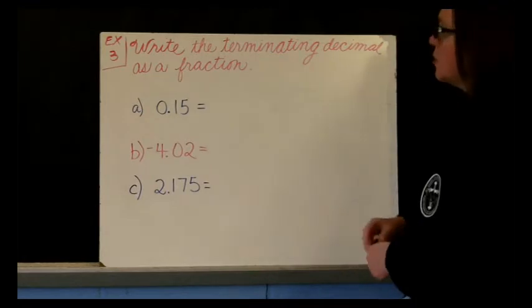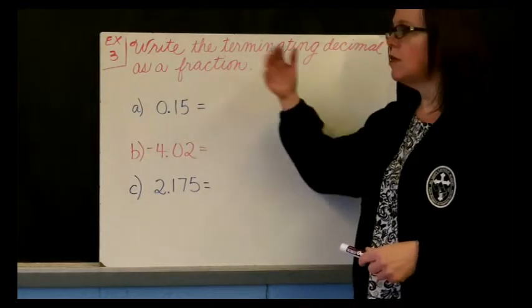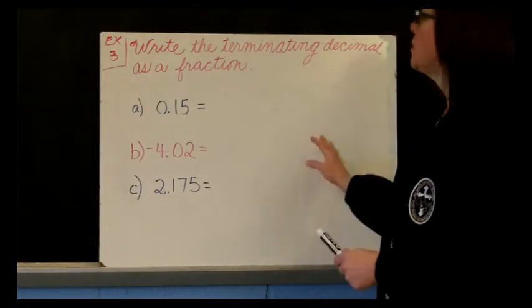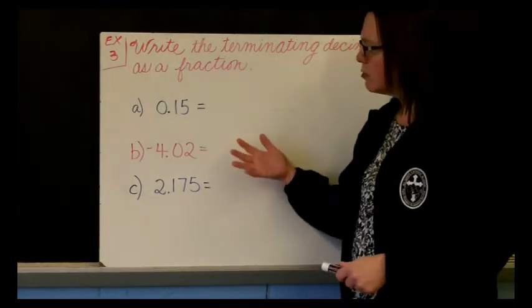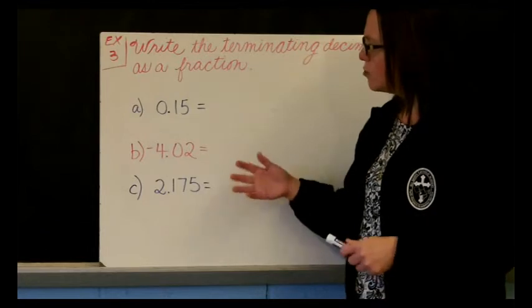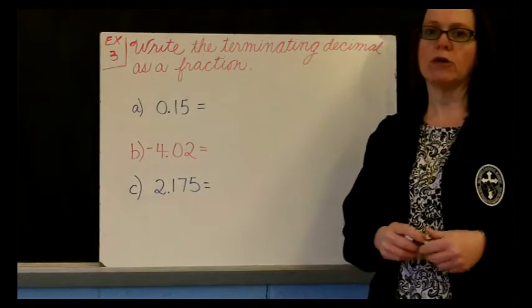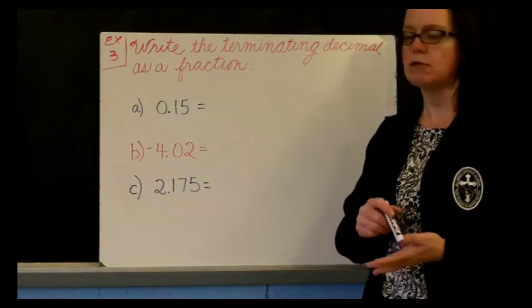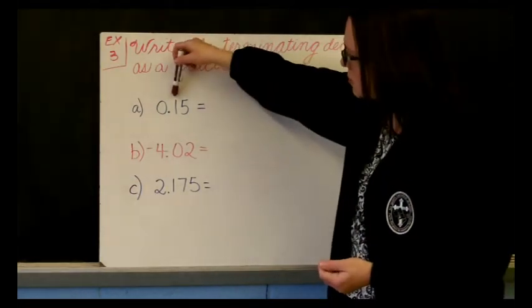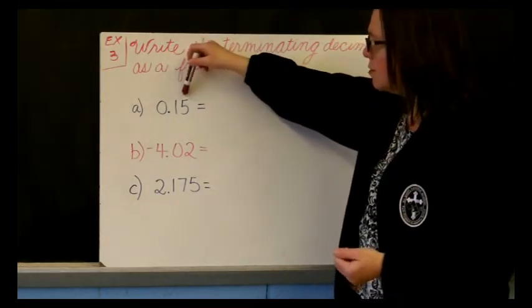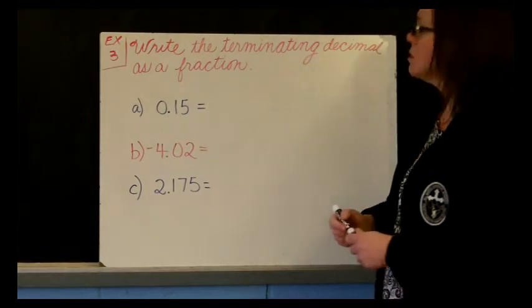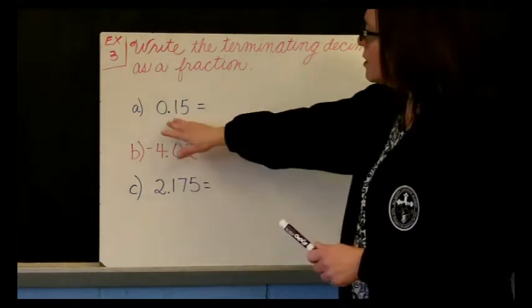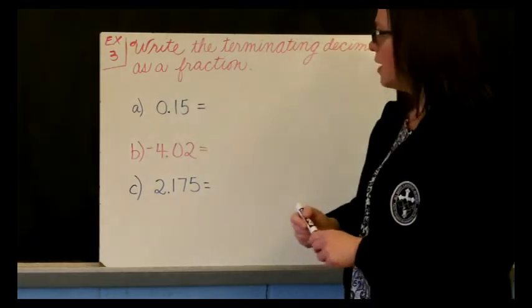So here we're switching gears a little bit. We're going to start with a decimal, and we want to write it in fraction form. This is what we're doing in example 3. So what you're going to need to do is remind yourself of the place value of all the digits that follow the decimal. This first place after the decimal is the tenths. The second place is the hundredths. After that is the thousandths, 10,000ths. So when we take a look at this, we have 0.15.